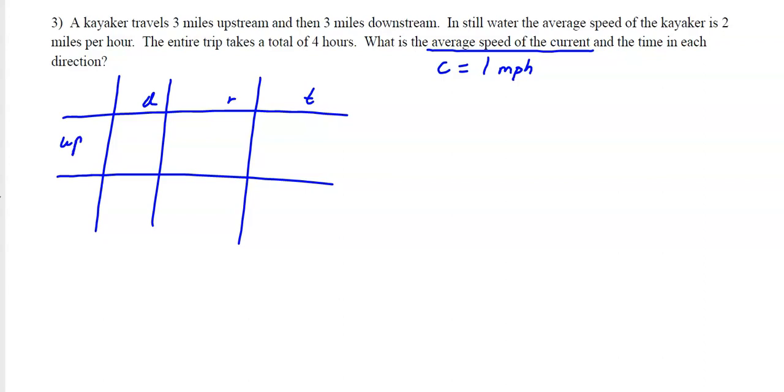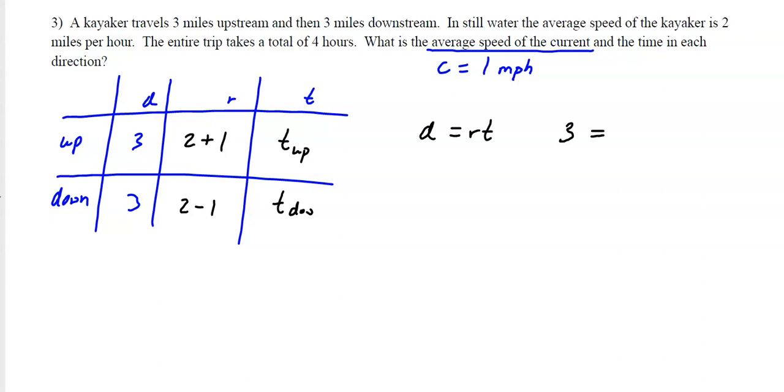And so we went up, we went down, we had 3, we had 3, we had the boat, which it said the speed of the kayaker is 2, so we had 2 plus the current, which we now know is 1, 2 minus the current, which we now know is 1, and then we're trying to figure out the time up and the time down. Well, if I set up my equation, I know that distance equals rate times time.